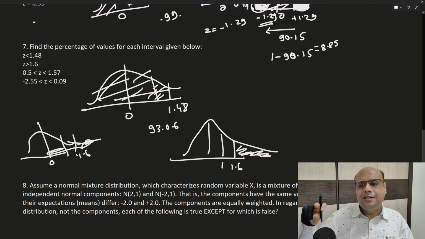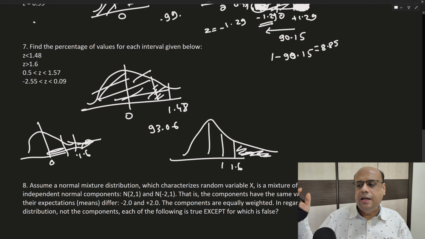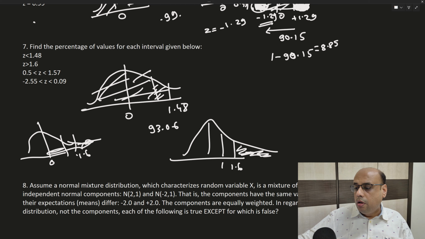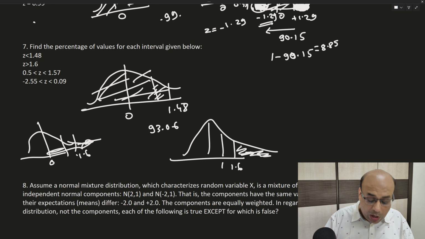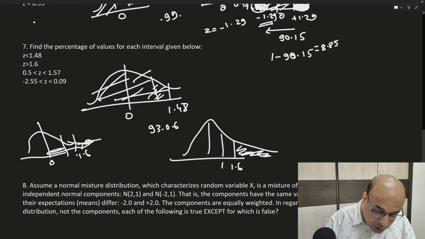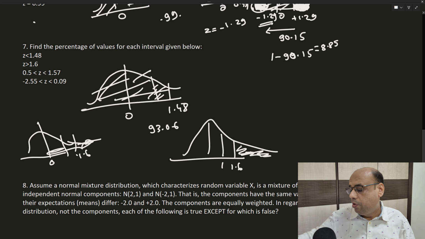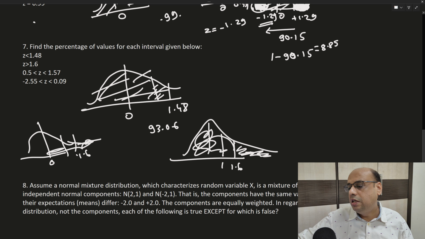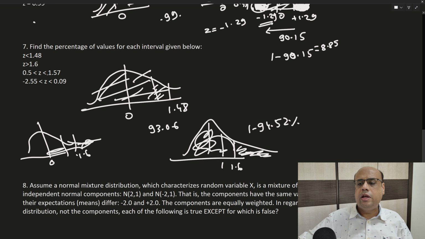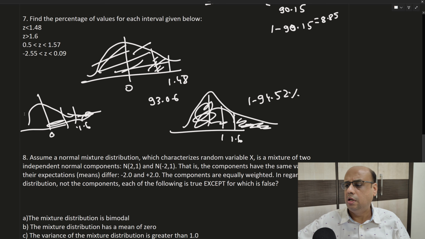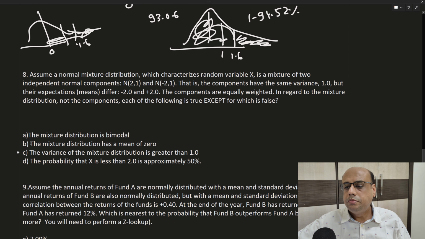So obviously this area is supposed to be less, right? It will never be 80 or 90%. So if we use the table, 1.6 has how much? 94.52. So 94.52 is this area. This area is 1 minus 94.52. And similarly, we just discussed this, the same way we can figure out the last two values. You can do it yourself, because I think that is self-explanatory.